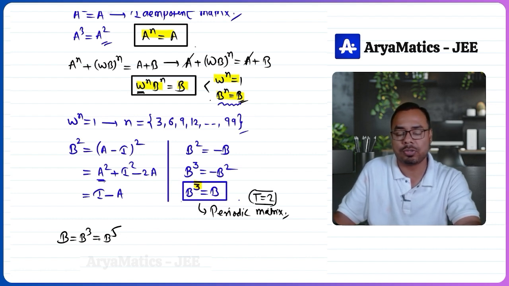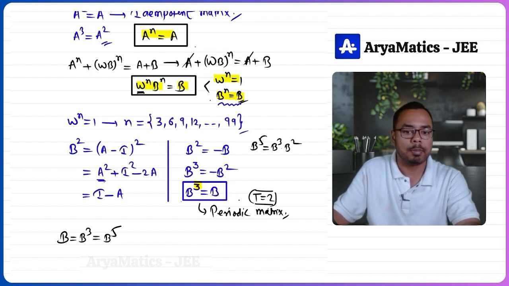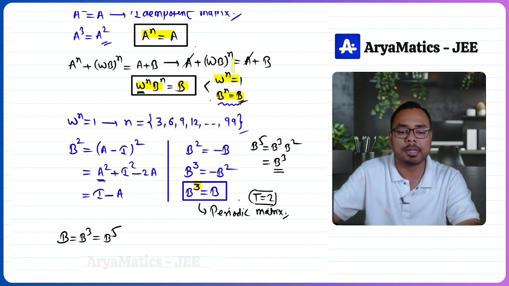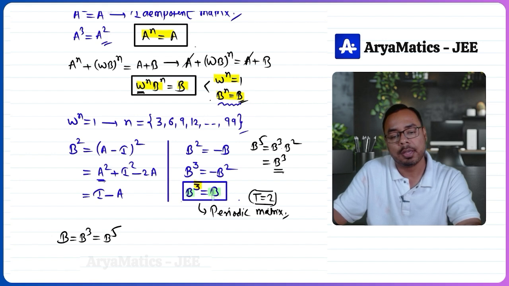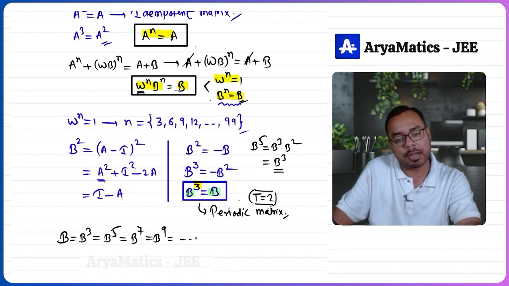And again, it is not difficult to show this result, right? If I have to show that B raised to 5 is the same as B, B raised to 5 you can write as B cube into B square. And what is B cube? B cube is matrix B. So this becomes B into B square, and this was the same as matrix B, right? Once we have the relation that B cube is the same as matrix B, we have a periodic matrix with period 2, and just keep on adding 2 in the exponent, we'll get the same matrix. So B raised to 3, 5, 7, or 9, all of these matrices will be the same, right, up to B raised to 99.